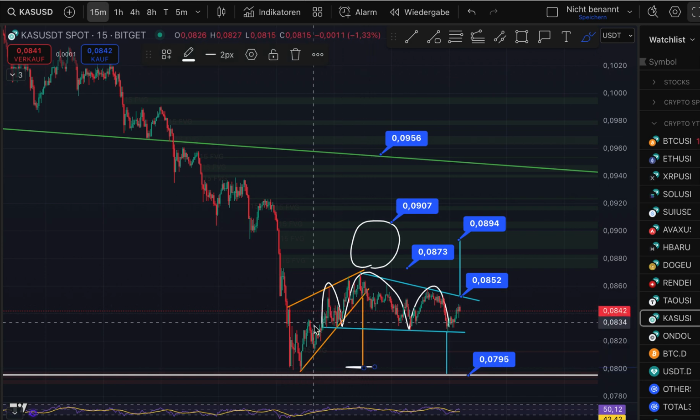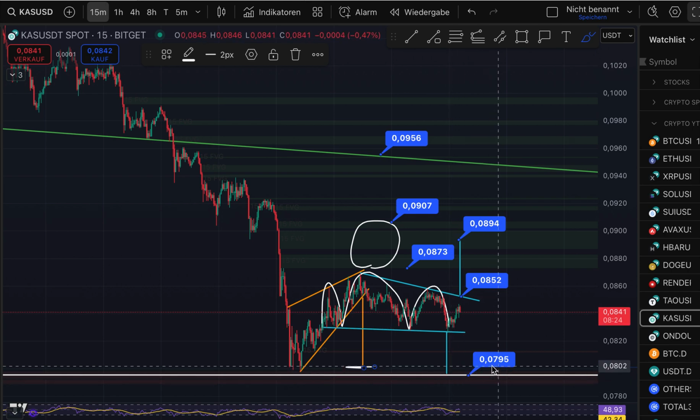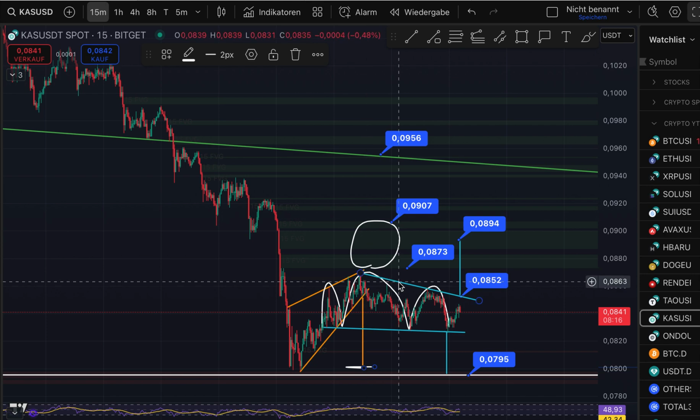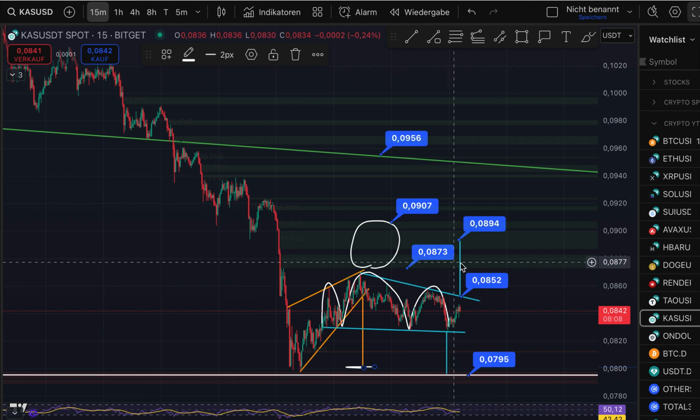We have also formed a head and shoulders formation. If it breaks to the downside, target 7.95 cents. What I also see, and this is now the difficult part, in bright blue, it might be an ascending triangle. It might also be a falling wedge. So it doesn't matter for me in which direction we are going to break it.